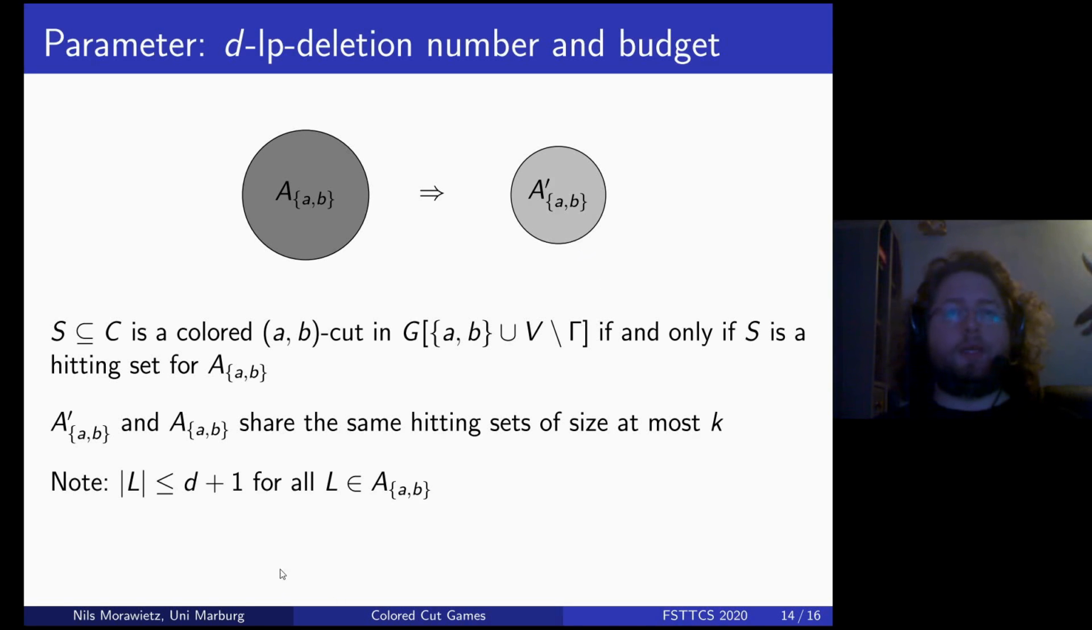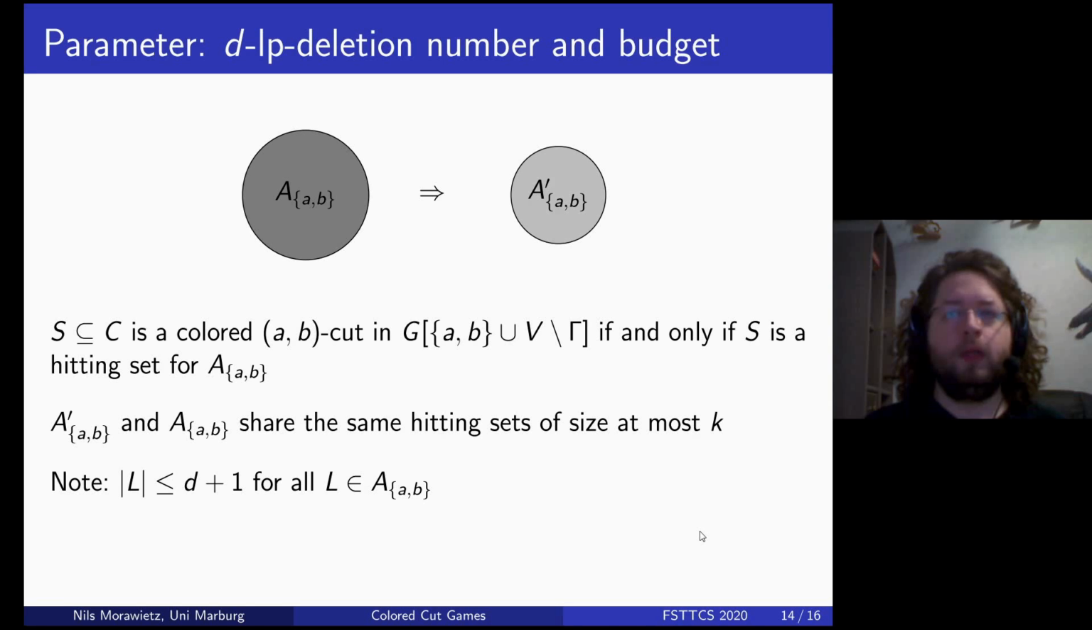To this end, note that since gamma is a d longest path modulator, each of the color sets in A_AB contains at most d+1 colors. And with the help of the famous sunflower lemma, together with the use of known reduction rules for the hitting set problem, we are now able to obtain such a smaller set A prime AB with at most O of k to the d+1 many color sets. So both of them share the same hitting sets of size at most k, but this new collection of color sets is much smaller.